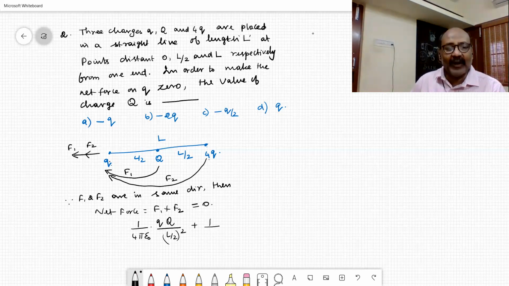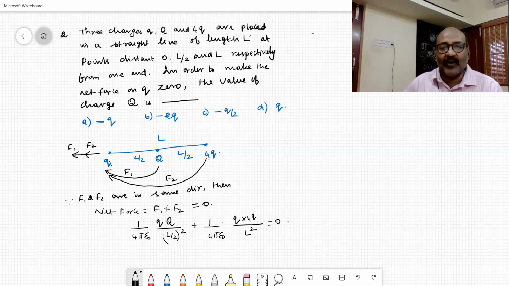So the answer is 1 divided by 4 pi epsilon 0 into small q into 4q whole divided by L by 2. Sorry, the distance is now L. Between 4q and q, the distance is L. So I can write the square of the distance as L square, and this is equal to 0. Now you simplify. How are you able to simplify?